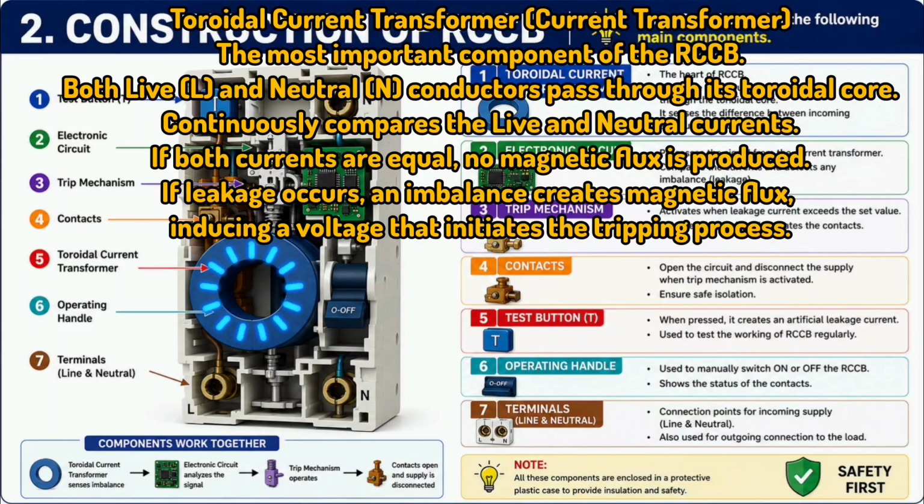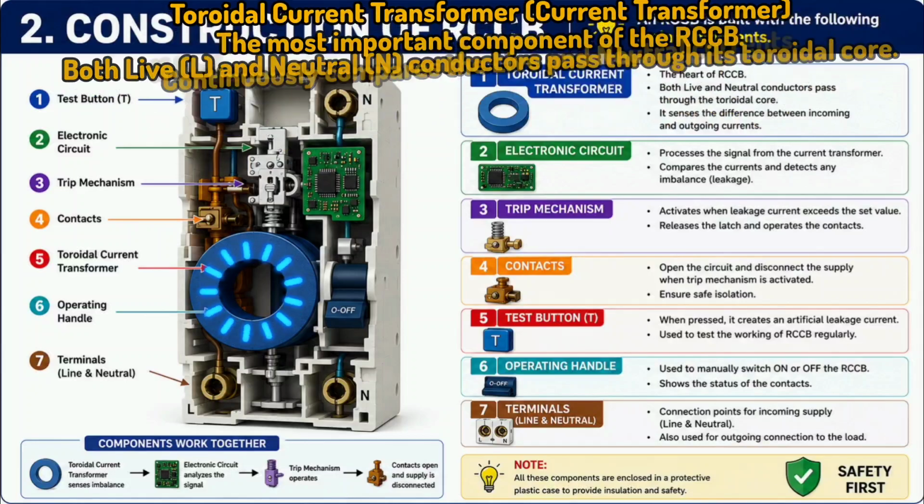Both live, L, and neutral, N, conductors pass through its toroidal core. Continuously compares the live and neutral currents. If both currents are equal, no magnetic flux is produced. If leakage occurs, an imbalance creates magnetic flux, inducing a voltage that initiates the tripping process.